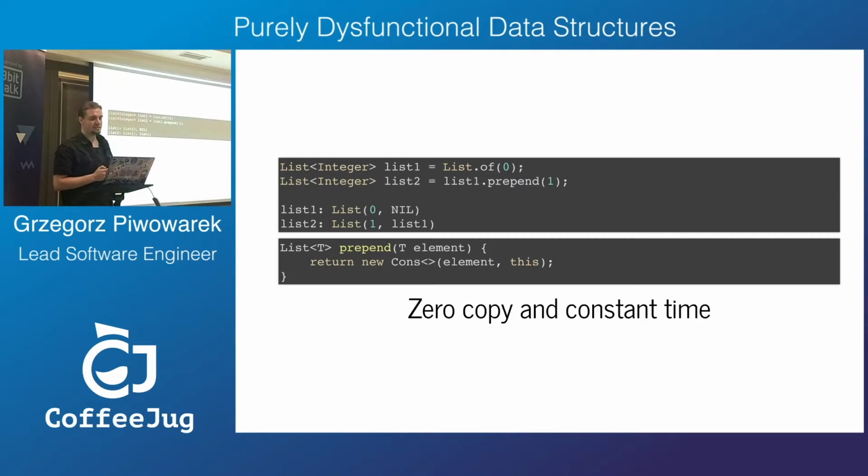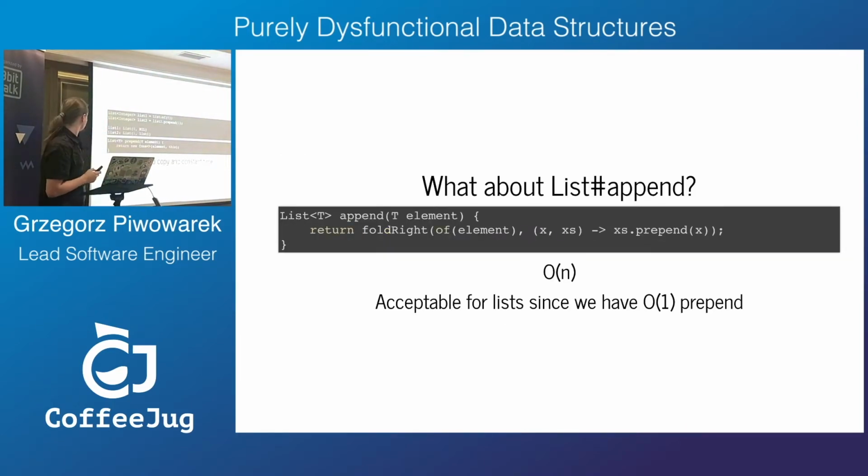And this is as easy as it can be. So the prepend itself, as you can see, creates something called cons, in this case, at least in Scala terminology. It adds an element, creates a new cons, which is an implementation of a list, which has all of this instead. So no copying and constant time. But some of you will now notice, what about if you want to append elements to this and not prepend?